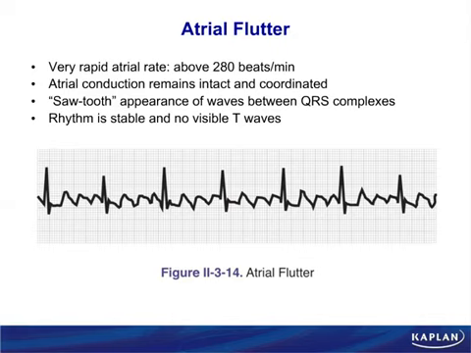Diagnosis, atrial flutter. So, steady rhythm, rate's okay, but I can't find P and T. I see a definite wave. There's no question there's a wave there. But I don't know if it's P or T because the pattern is too much. That's the sawtooth. Diagnosis, atrial flutter.